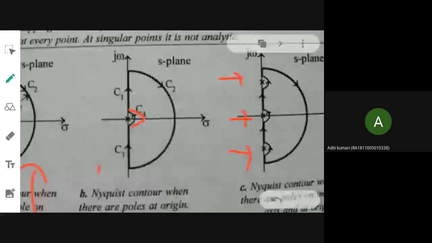Bypassing, ma'am. It is bypassing. It does not pass through this point. It takes a detour. Okay, it doesn't pass through those points. So like this only you have to draw the Nyquist contour. The Nyquist contour will not pass through the singular points.